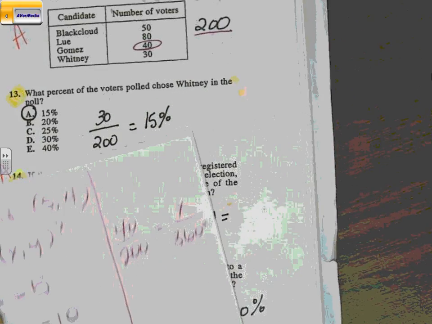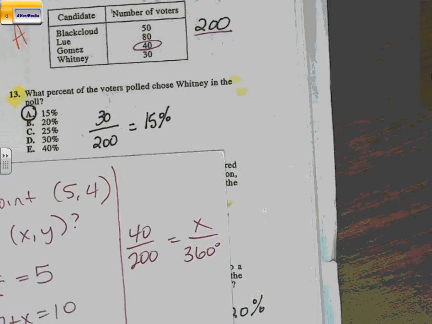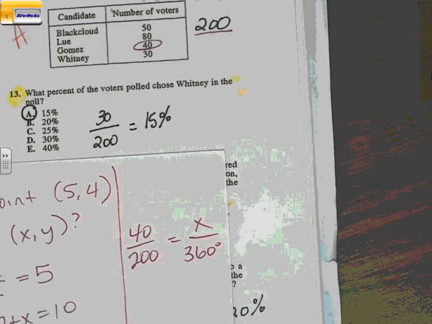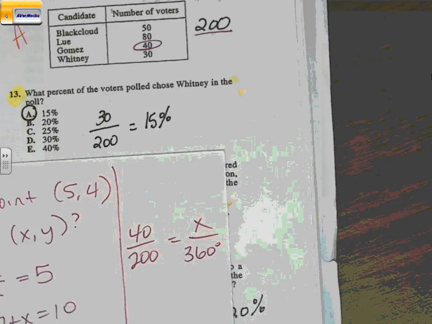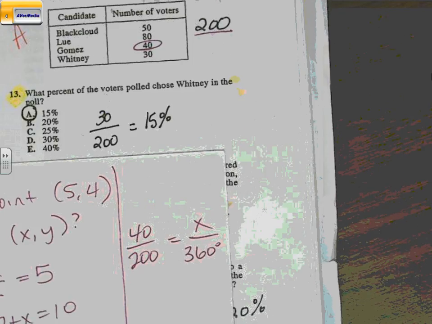So to set this up, you'd use a proportion. Gomez had 40 out of 200. How many out of 360? Does everyone see how that works? And you cross multiply and solve for x.